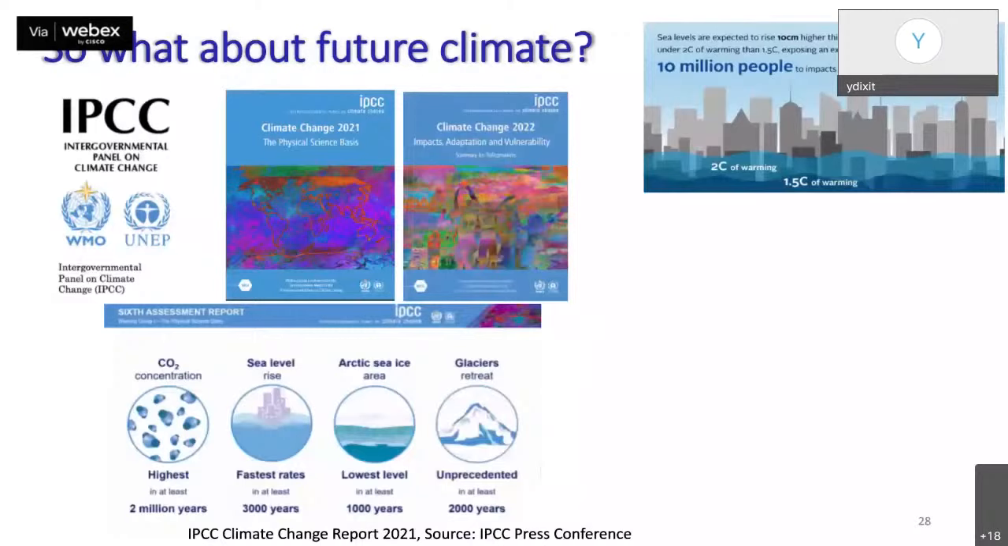So if we continue like this, this would be under 2 degrees warming rather than 1.5. So 2 degrees of temperature increase is when we would see this 10 centimeter rise in sea level.